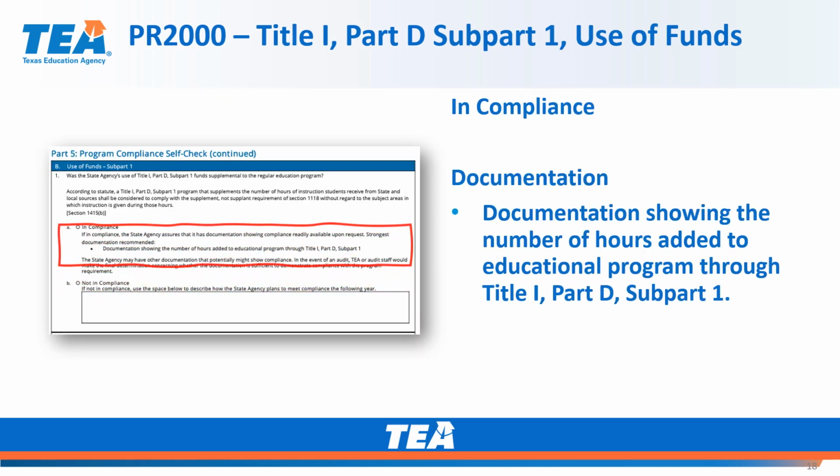State agencies will demonstrate compliance with this requirement through documentation showing the number of hours added to the educational program through Title I, Part D, Subpart 1. By selecting the green button for compliance, the state agency is assuring that it has documentation of its compliance with this requirement readily available upon request by TEA and/or an auditor.